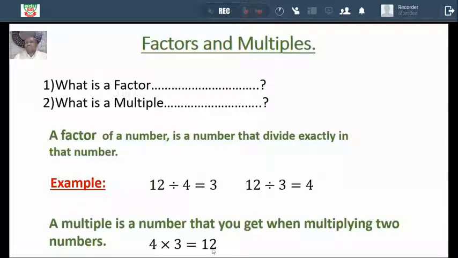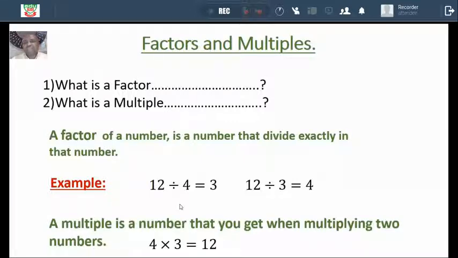So 12 is a multiple of what? Just like a factor, it cannot just be a multiple, it's a multiple of something. So 12 is a multiple of 3 in this instance, and 12 is a multiple of 4 again in this instance. So 12 could also be a multiple of another number. But in this example, 12 is a multiple of 3, and 12 is also a multiple of 4.